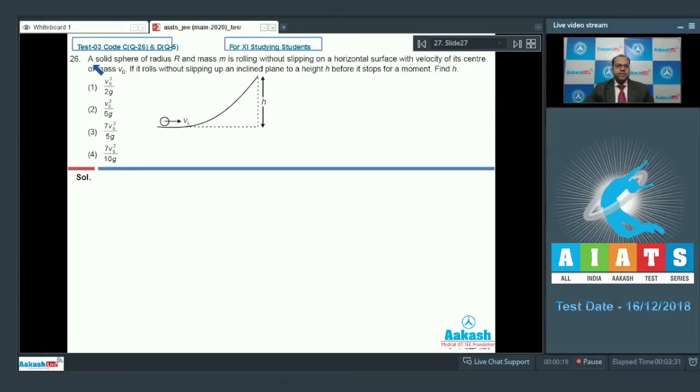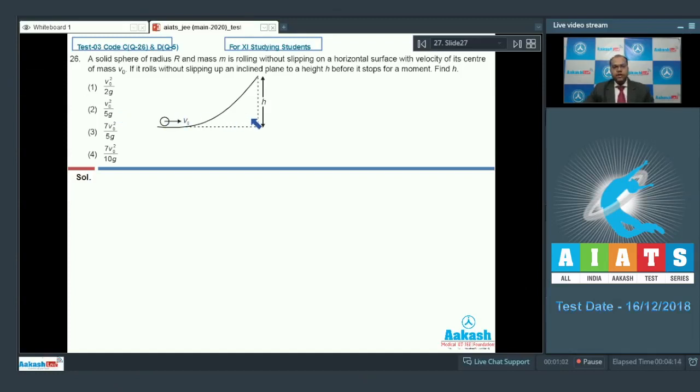Question number 26. A solid sphere of radius r and mass m is rolling without slipping on a horizontal surface with velocity of its center of mass v0. If it rolls without slipping up an inclined plane to a height h before it stops for a moment, then find h. Initially, the solid sphere possesses translational kinetic energy and rotational kinetic energy.